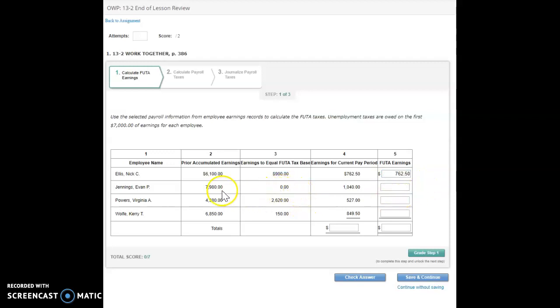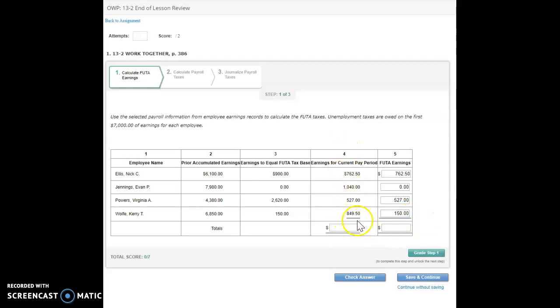Okay, this one they've already went over 7,000, so we have 0 left. Even though they've earned this, it's going to be 0 here. Okay, we have 2,620 left, but they've earned 527, and 527 is less, so we're going to put that in here. They only need 150, and they've earned 849, so 150 goes in here.